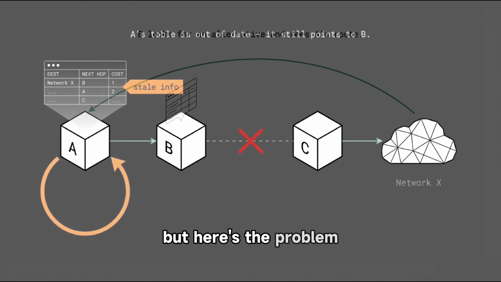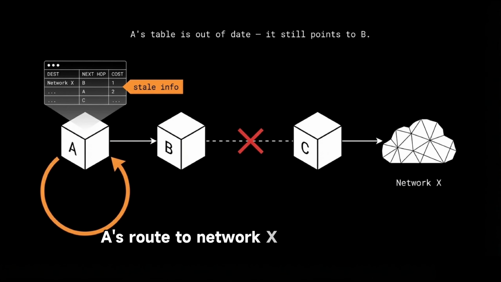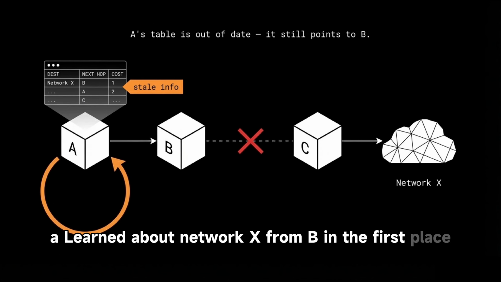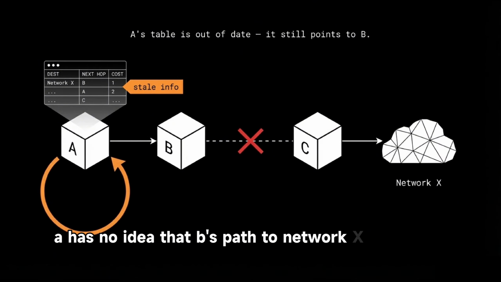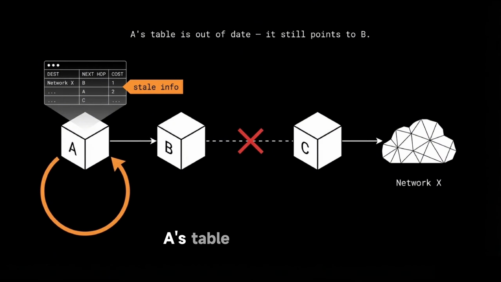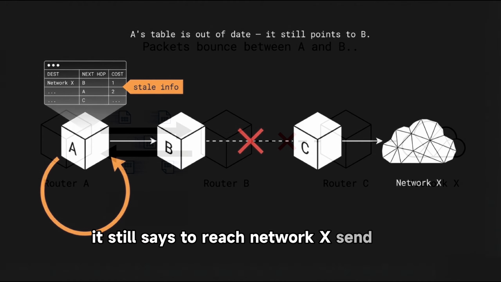But here's the problem. A's route to network X goes through B. A learned about network X from B in the first place. When B told A, "I can reach network X," A added that to its table. A has no idea that B's path to network X just broke. A's table is out of date. It still says, "To reach network X, send to B."